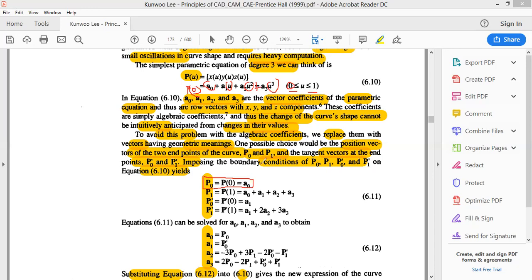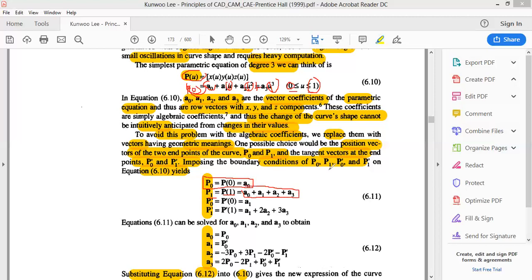Similarly, when we substitute the value of u equal to 1 in this equation, we get P of 1, the end point. A naught, and with u value 1 here, here and here, we get a naught plus a1 plus a2 plus a3.